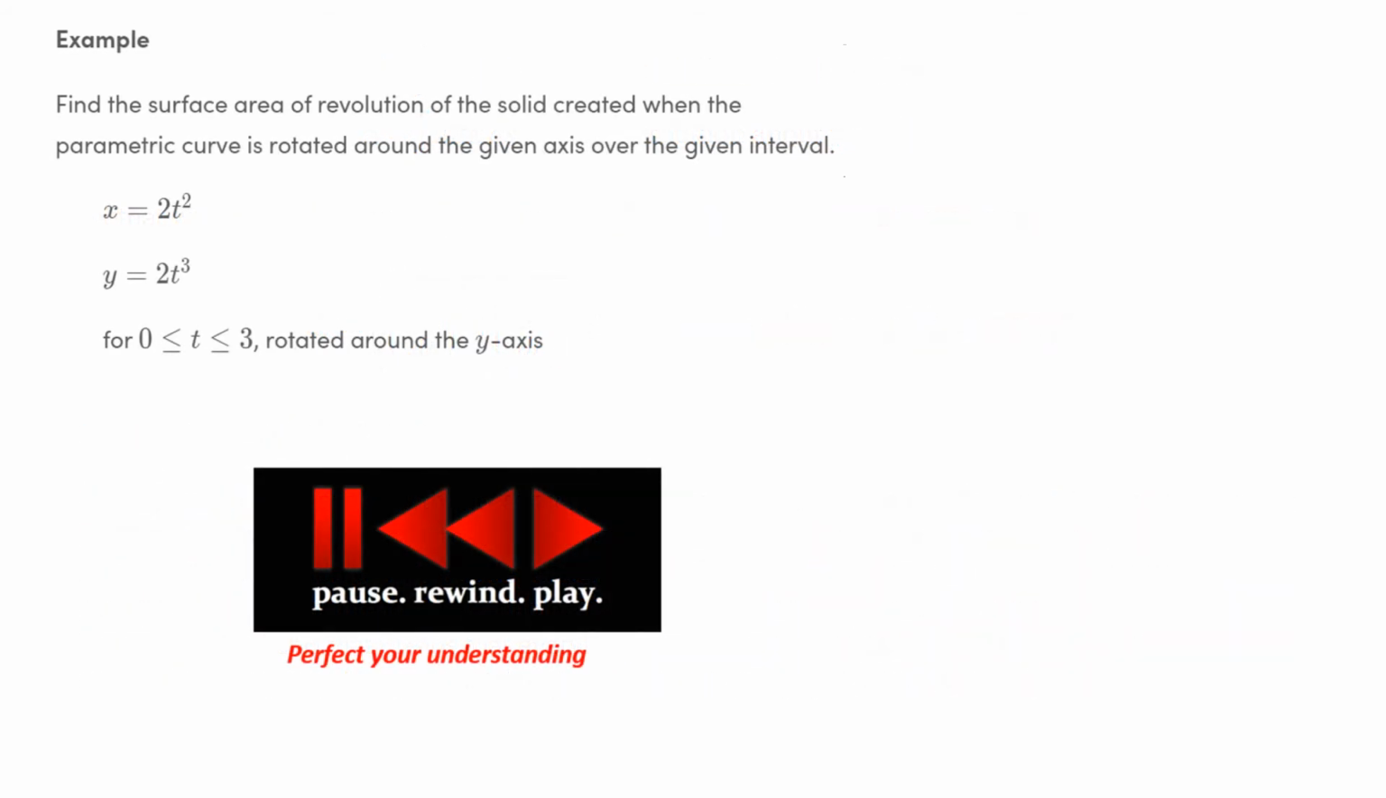Speaking of an example, here's your first example. I'm asking you to find the surface area of the solid created when the parametric curve x equals 2t squared, y equals 2t cubed, for t between 0 and 3, is rotated around the y-axis. So this is the problem you need to do.